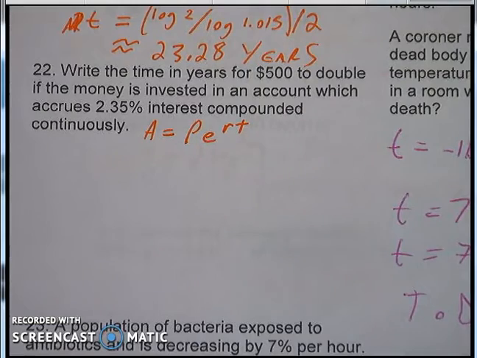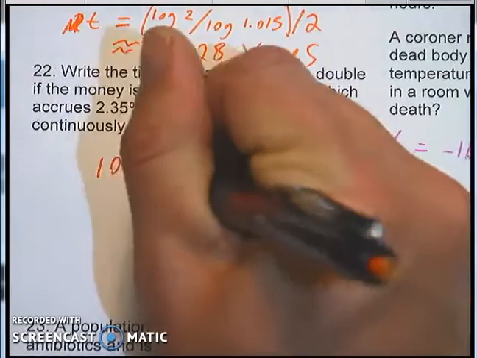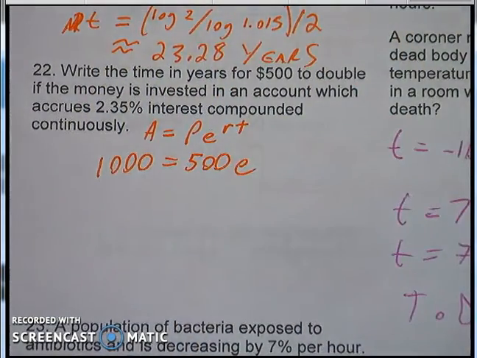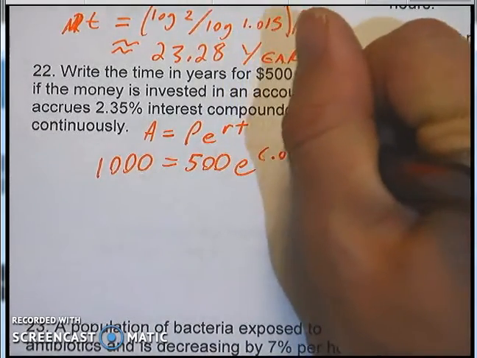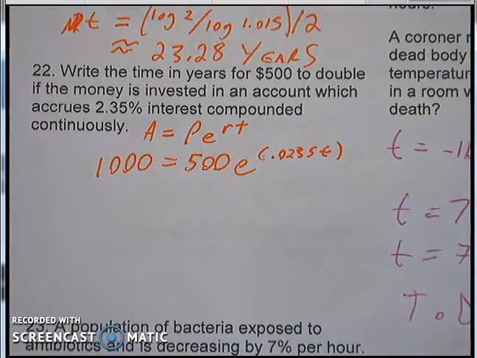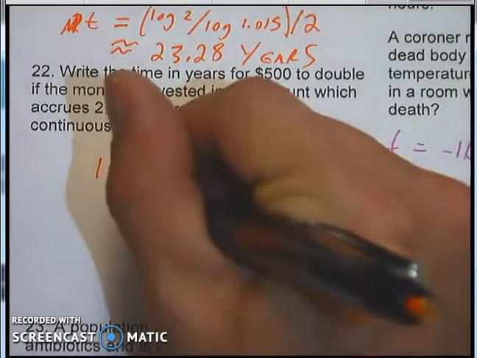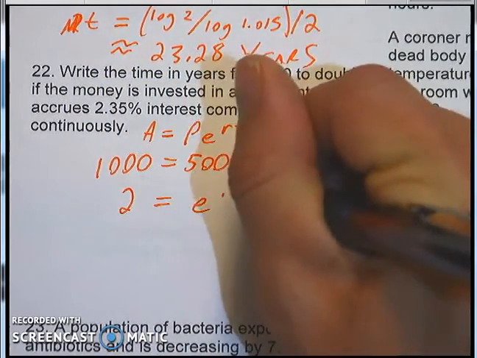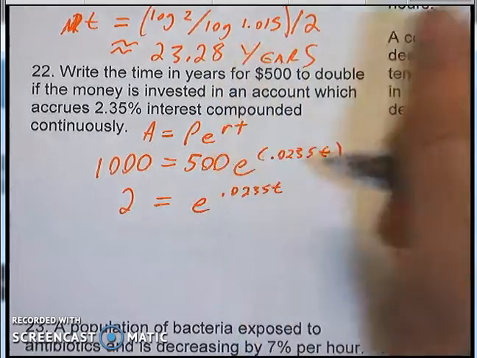The A is the future amount, which is 500 doubled, just 1,000, equals the initial amount, 500, times e, that interest rate divided by 100 is 0.0235 times t. And we're going to solve for that t. First thing I'm going to do, divide by 500 to get 2 equals e to the 0.0235 t power.